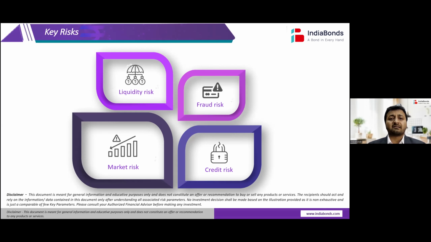And the other thing is credit risk. अगर कोई company is going through a little bit of financial difficulty time, then there can be a possibility कि उनकी credit rating downgrade हो जाए और आपका bond शायद discount पे trade होने लगे. So these are some of the risks that are always attached to a bond.